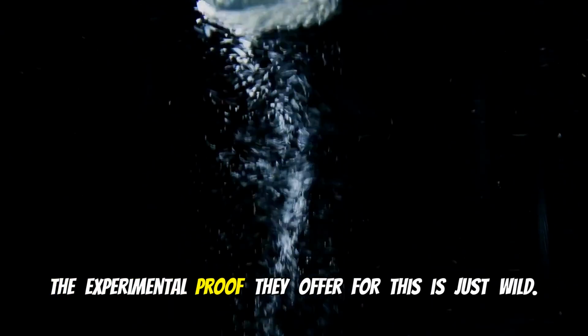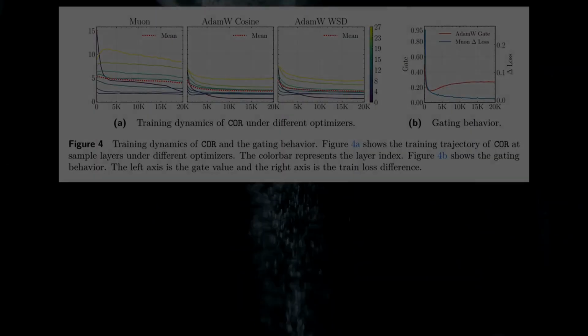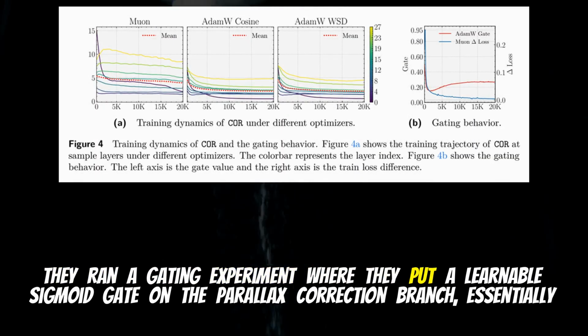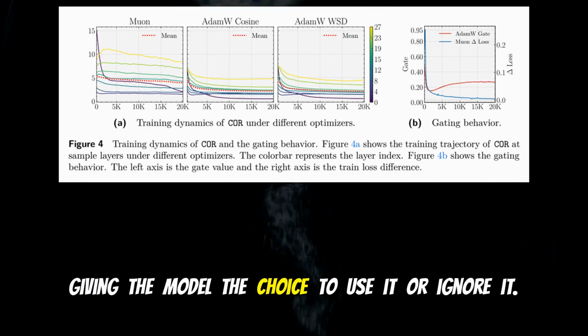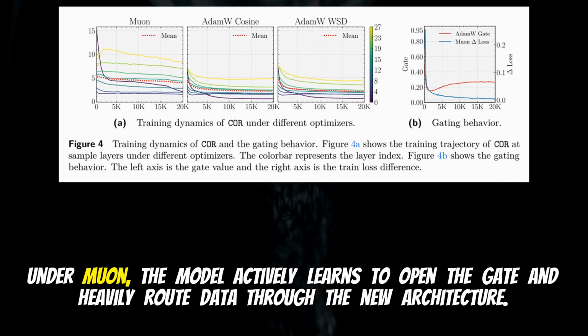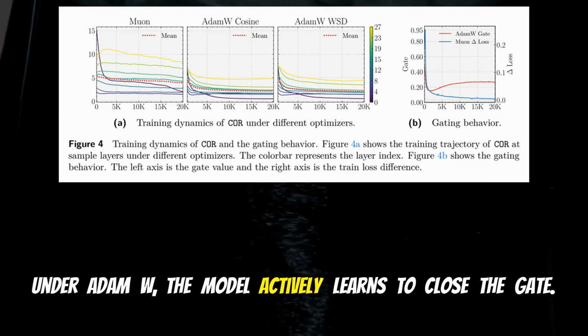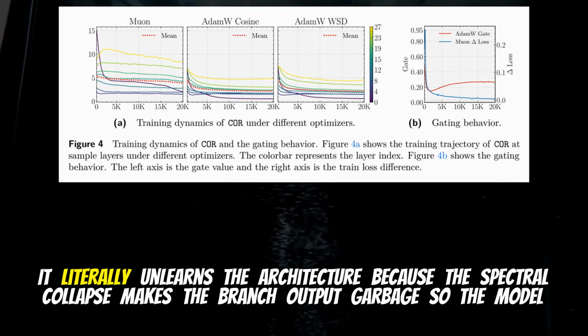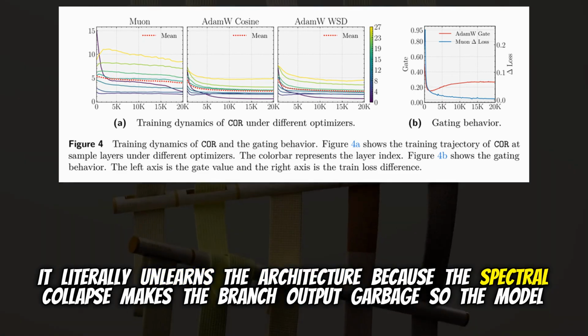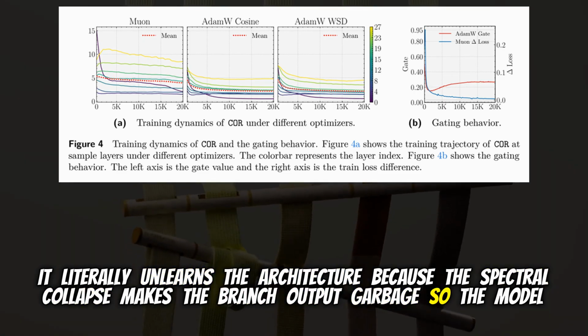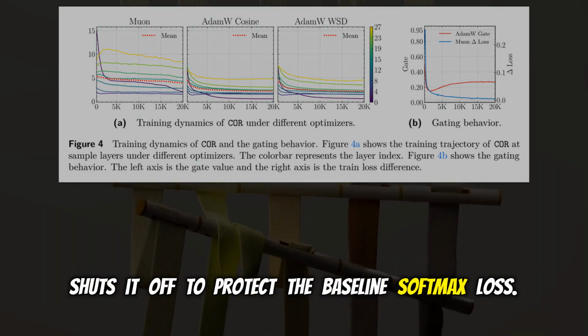The experimental proof they offer for this is just wild. They ran a gating experiment where they put a learnable sigmoid gate on the parallax correction branch, essentially giving the model the choice to use it or ignore it. Right. Under Muon, the model actively learns to open the gate and heavily route data through the new architecture. Under AdamW, the model actively learns to close the gate. It literally unlearns the architecture because the spectral collapse makes the branch output garbage, so the model shuts it off to protect the baseline softmax loss.